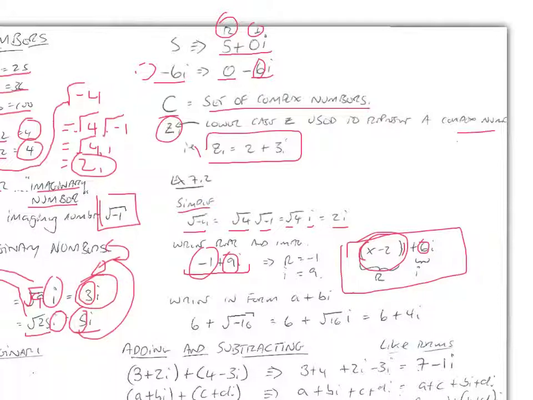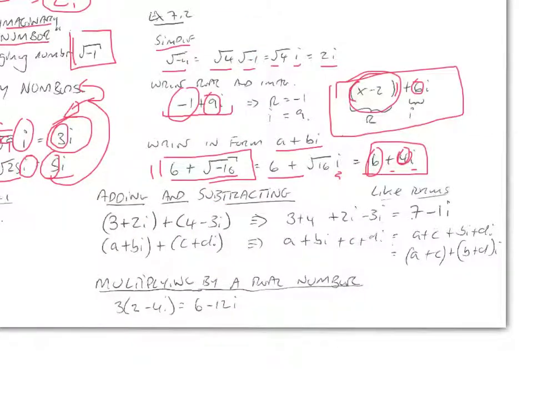How about this one here then? Write in the form a plus bi the number 6 plus the square root of minus 16. Well, that's the same as 6 plus the square root of 16 times the square root of minus 1, which is i. So that's 6 plus square root of 16 i, and simplifying that further, that's 6 plus 4i. This is the real part, this is the imaginary part. 6 plus 4i is the complex number that originally was 6 plus the square root of minus 16.